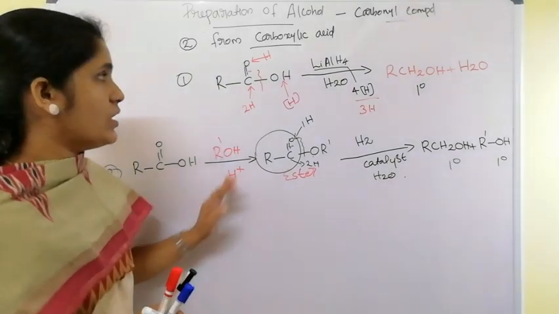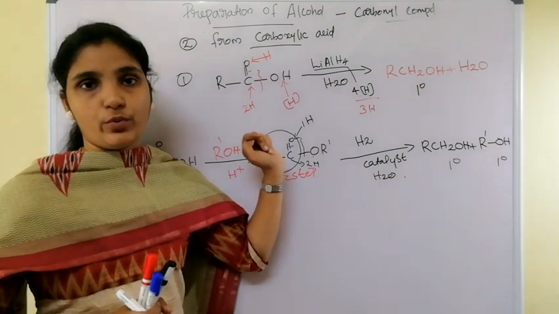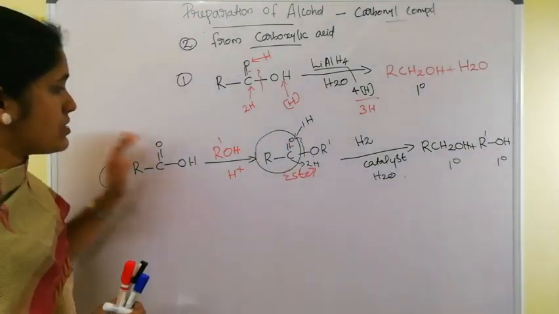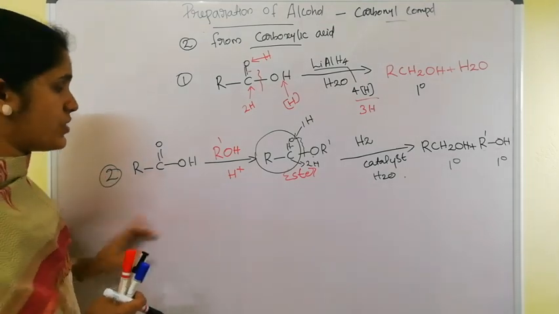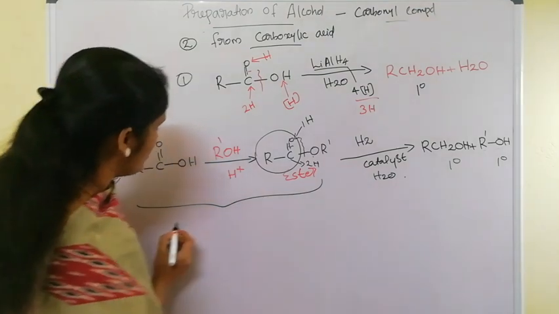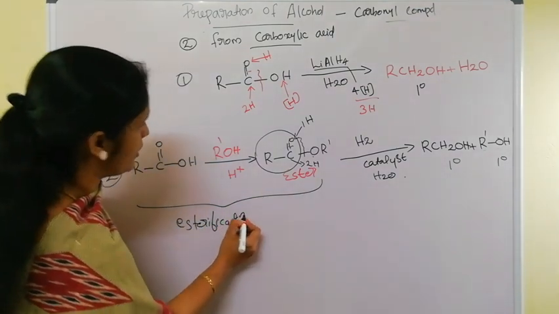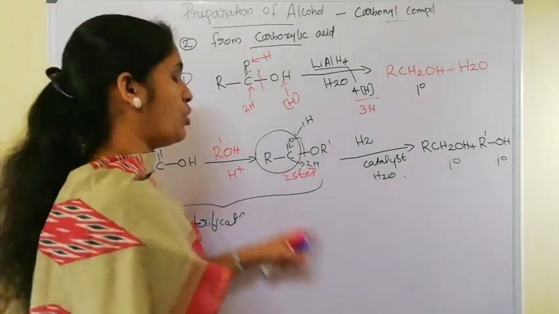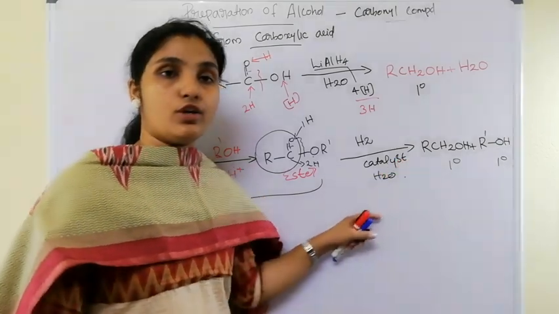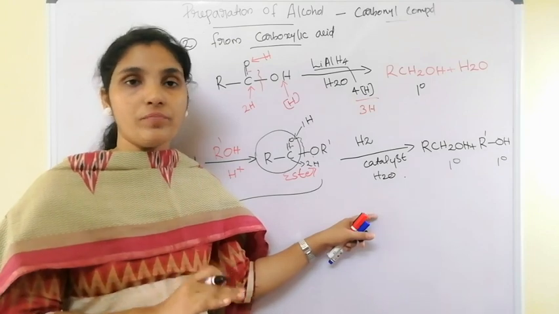And in the second case, why is this method not preferred? Due to the unavailability of lithium aluminum hydride. So we will move to the alternative method. First, carboxylic acid is converted to ester. This reaction is known as the esterification reaction. And this ester on catalytic hydrogenation followed by hydrolysis, 2 sets of primary alcohols can be prepared.